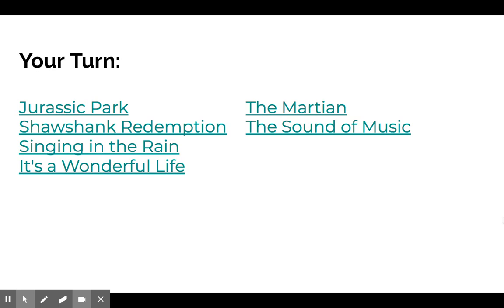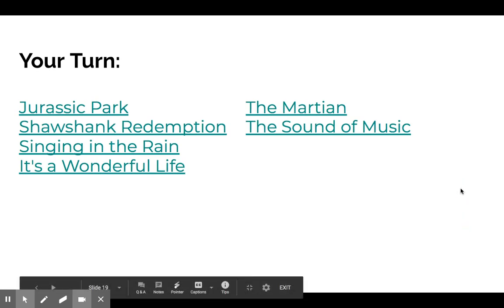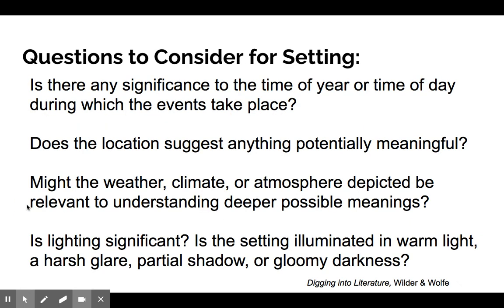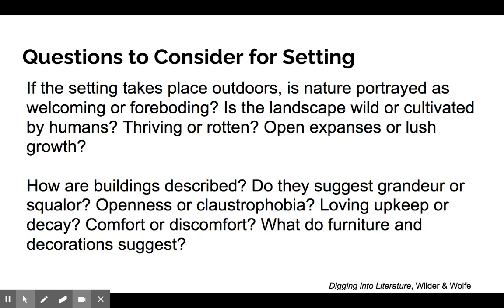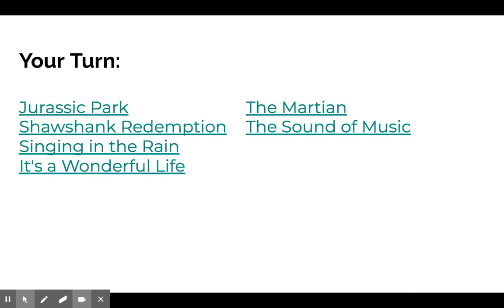Okay. And specifically what you're going to be asking in terms of the setting are the questions that we had earlier, right? These ones here: is there any significance? Does the location suggest anything? All of these questions I'd like you to consider. And so I'll have them written out for you. And also to try to take your hand at understanding what that setting might be communicating. So what is it actually telling us, okay? What are we feeling from this? What possibly might be thematically important about the setting?